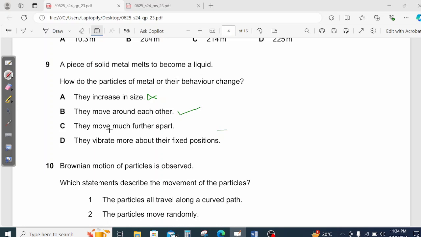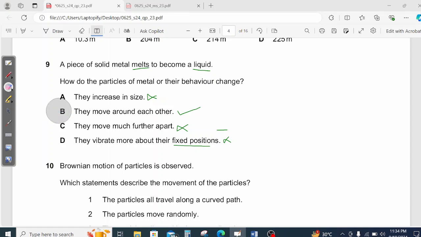Okay, they move much faster apart? No, this is the property of a gas. They vibrate more about their fixed position? Never. When material is in solid state, then you can discuss the fixed position, but now the solid has melted and it becomes a liquid. That is why now the particles have no fixed position. That is wrong. Your option will be B.